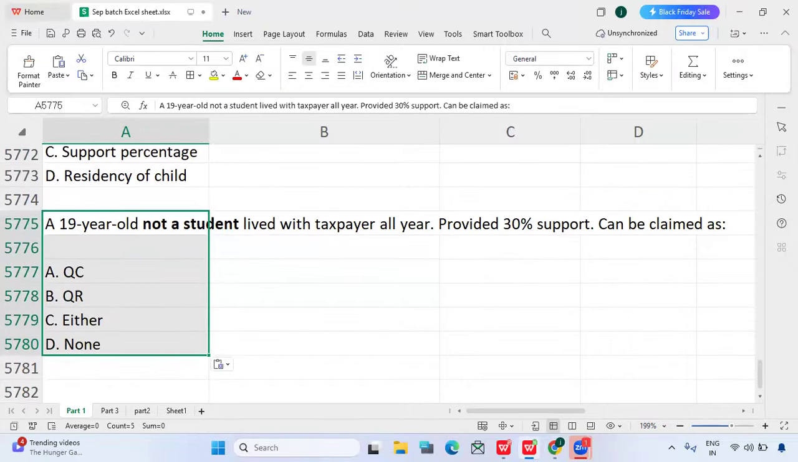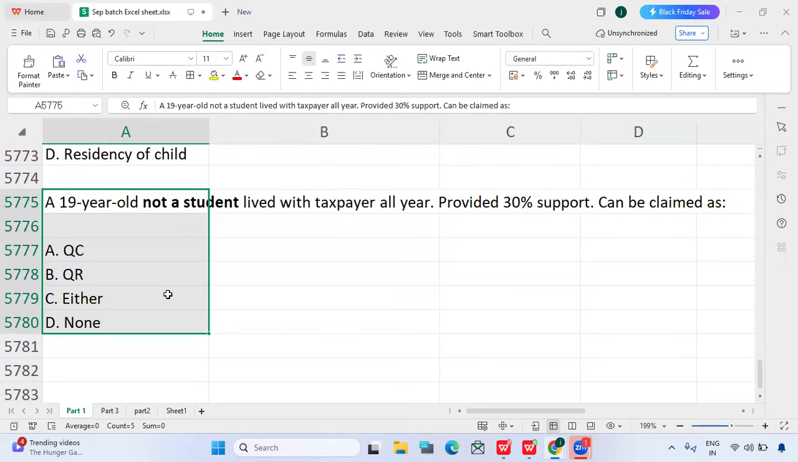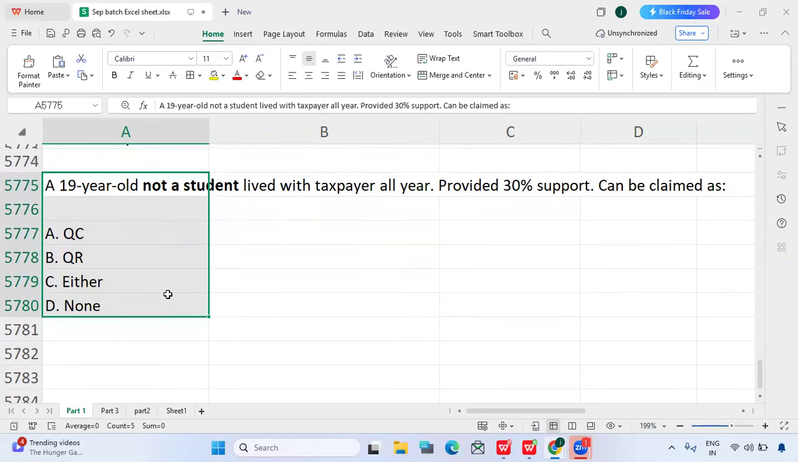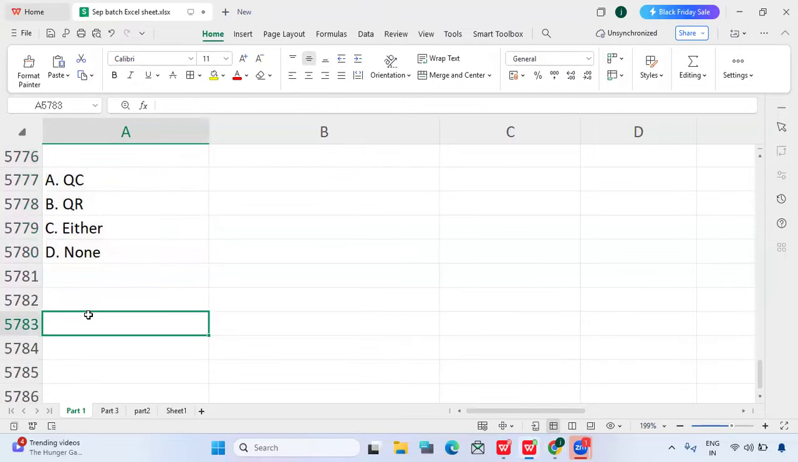So now tell me this answer. 19 years old, not a student, lived with the taxpayer all the year, provides 30% of support. Can be claimed as a qualifying child or relative? Qualifying relative. Do we need to check for income? No. If they're not specifically giving income, then fine, you can take the threshold limit only. So you can go with qualifying relative.